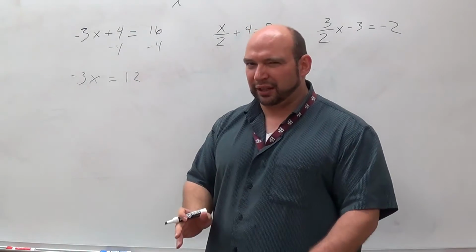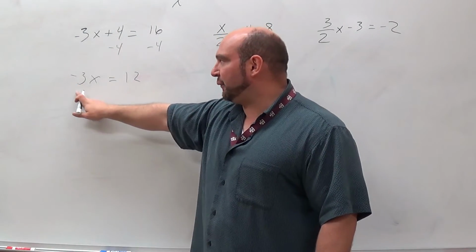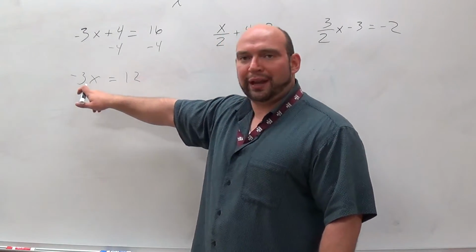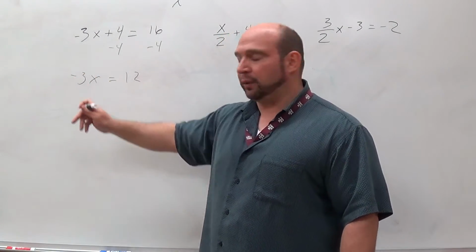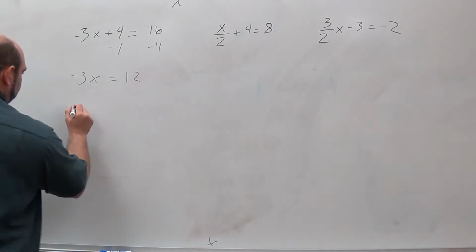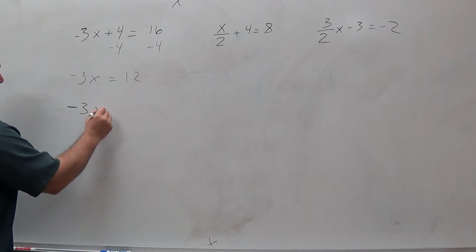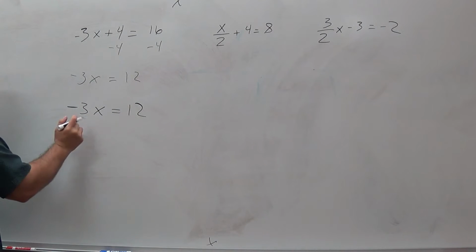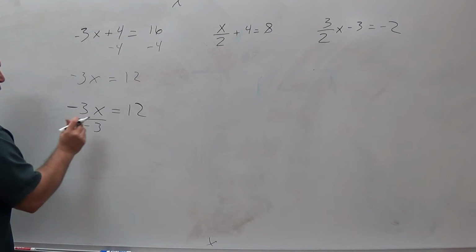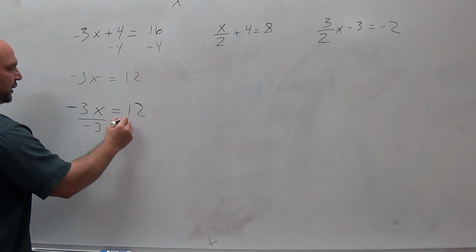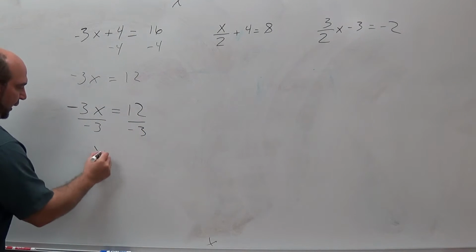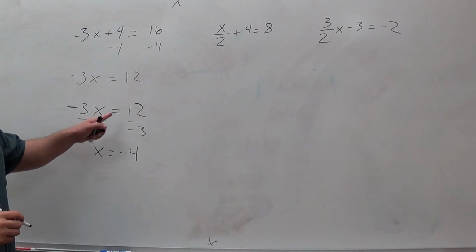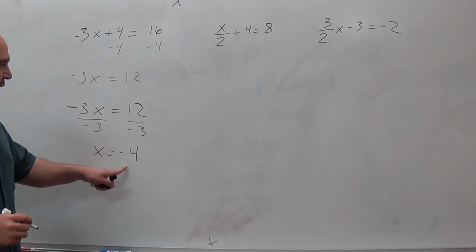All right, now let's think about this. The negative 3 is trying to multiply with the x. So the opposite of multiplication is division. So negative 3x is equal to 12. So I'm going to divide by negative 3. What I do to this side, I have to do to the other side. So x is going to be equal to a negative 4. Remember, a positive divided by negative is going to give me my negative.